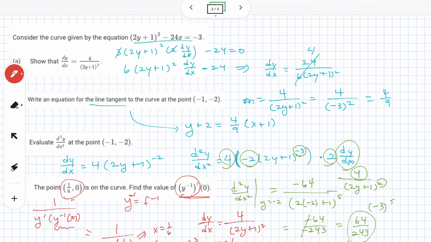However, when I go back to my original equation, which is (2y plus 1) quantity cubed minus 24 times x, there's the x times 1/6, that would equal negative 4. I move that over, that becomes 1. So (2y plus 1) to the third equals 1.